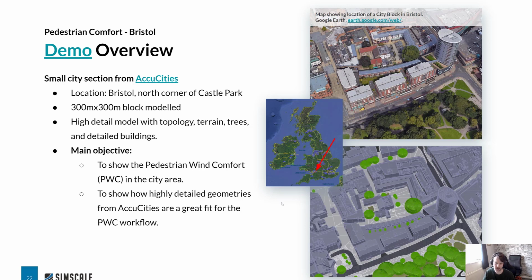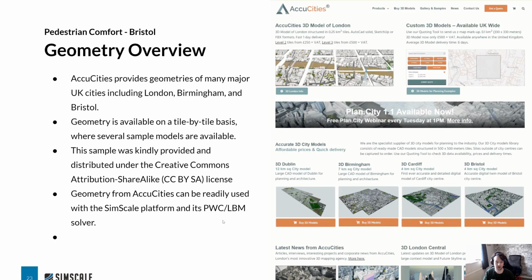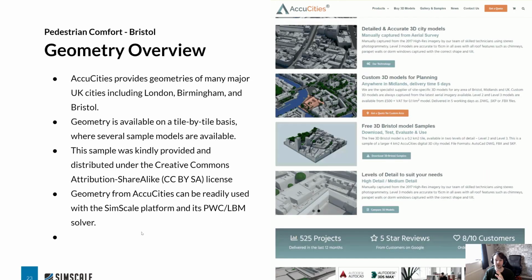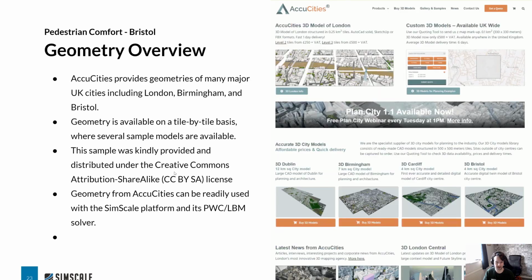So that's what we're going to be using for our demo, and we're going to be discussing how we set this up in the SimScale platform. And the objectives are to show the pedestrian wind comfort in the city area, where pedestrians are going to be walking and doing activities, but also to show how highly detailed geometries from AccuCities are a great fit for the pedestrian wind comfort workflow. And as I mentioned, I do encourage you to go and check out AccuCities' website, and some more details are on this slide here, and the link in the previous slide.